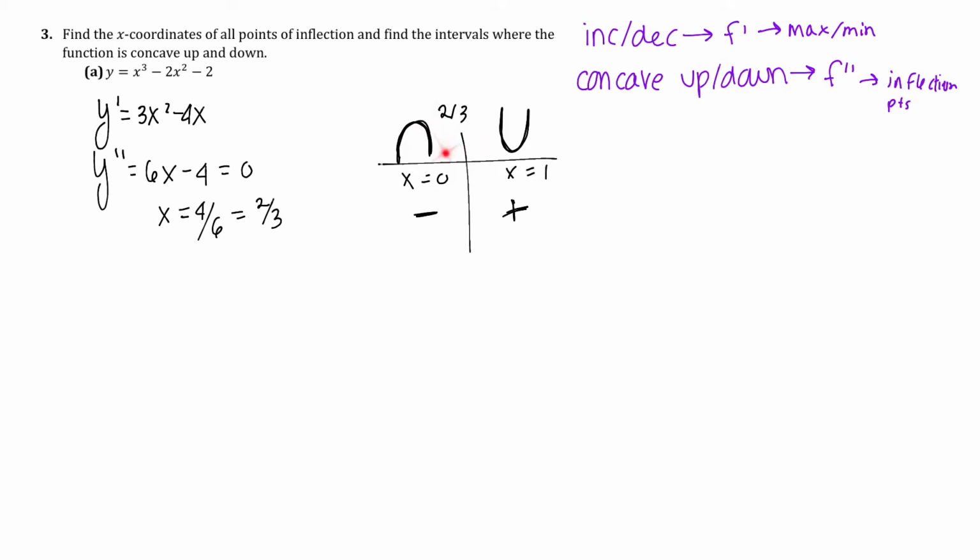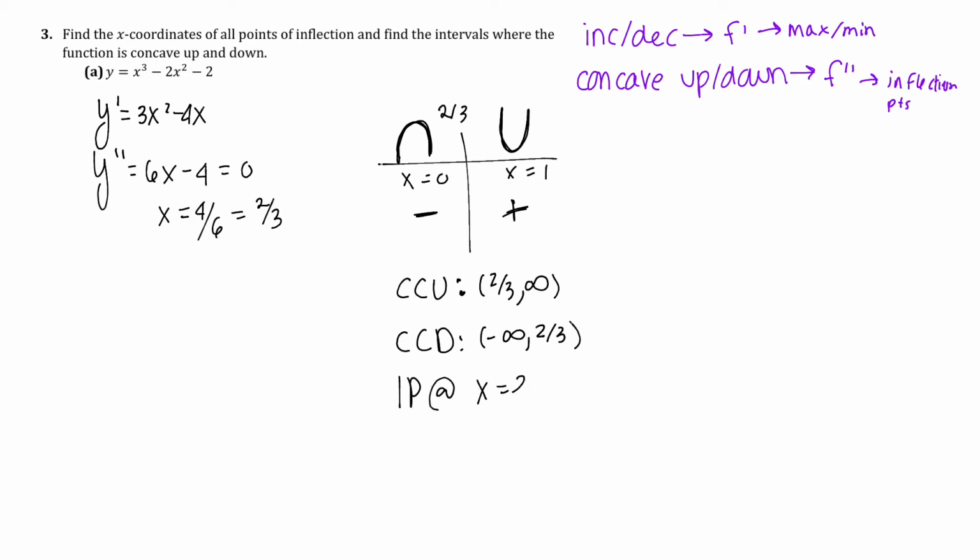Because we change inflection at 2/3 and 2/3 is in the domain, it's important that you have both. 2/3 is where concavity changes, and 2/3 fits within our original domain. We do have an inflection point at 2/3. So I'm going to just write concave up like this. From 2/3 to infinity, we are concave up. We are concave down from negative infinity to 2/3. And we have an inflection point at x equals 2/3.